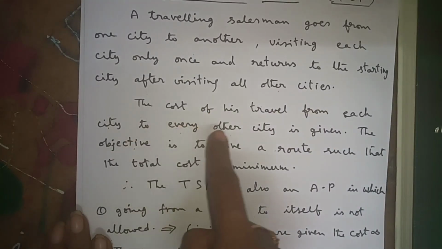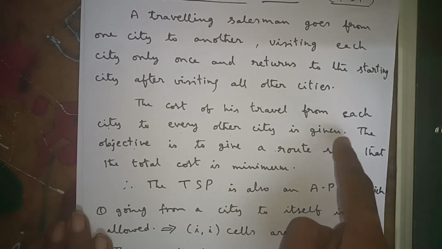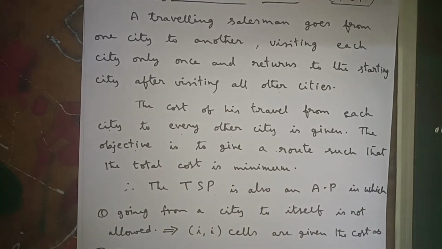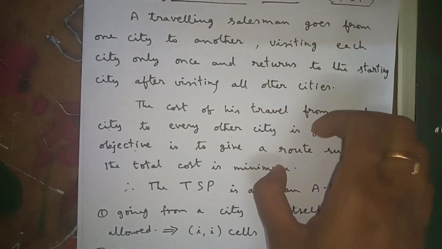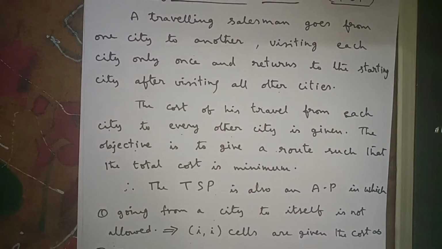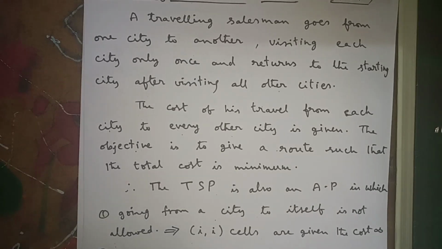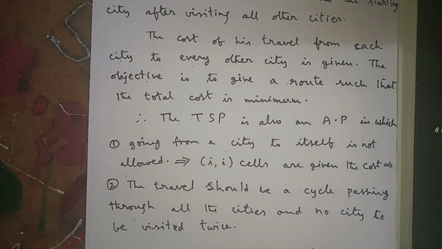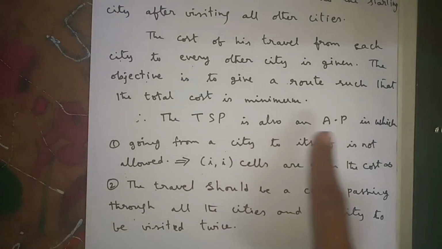The cost of his travel from each city to every other city is given. Our objective is to give the route such that the total cost is minimum. The cost of his travel from one city to another is given, and our objective is to give a route in such a way that the total cost must be minimum. Therefore, the TSP, the traveling salesman problem, is also an assignment problem.